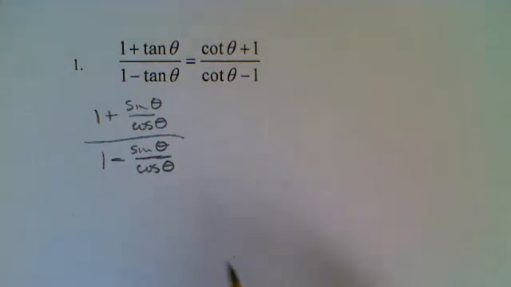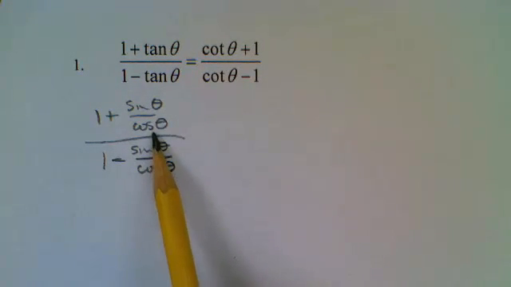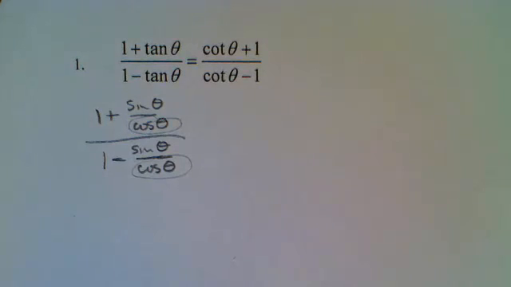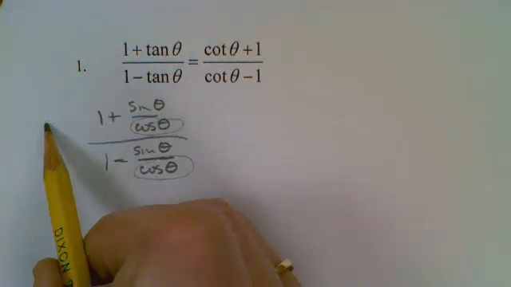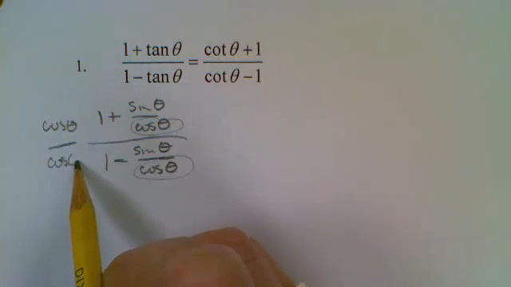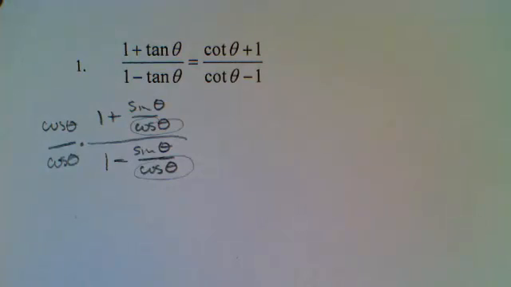Now I look at that and I say, all right, I have a complex fraction. I have a cosine in a denominator here and cosine here. So to get rid of those denominators, you have to learn how to get rid of a complex fraction, how to simplify it. You're just going to multiply by cosine theta over itself. You can do that because that is a form of 1.